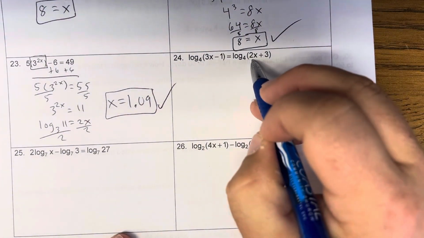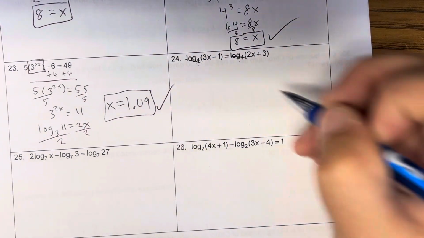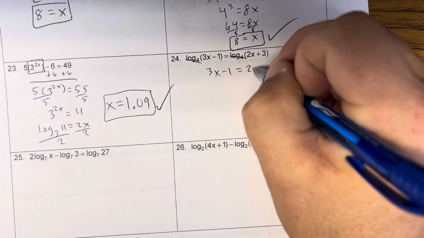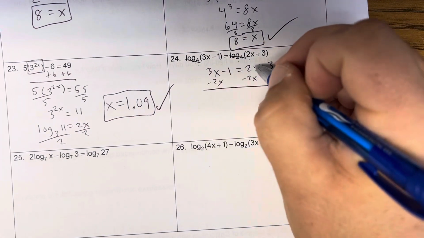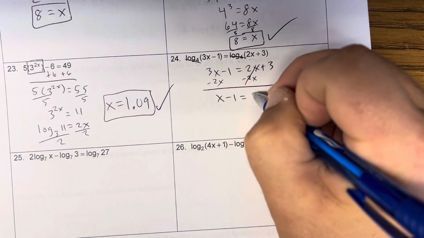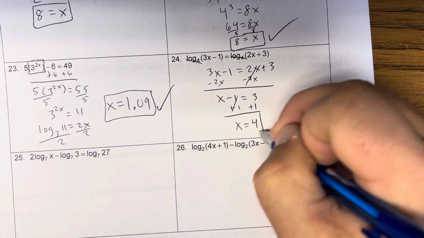On this one, I've got a log on each side. They're both just one log, and so I can cancel out my logs and solve. So 3x minus 1 equals 2x plus 3. I'll subtract 2x from each side to get my x's together. So x minus 1 equals 3, and then we'll add 1 over. x equals 4.